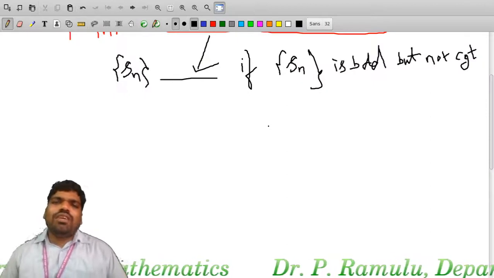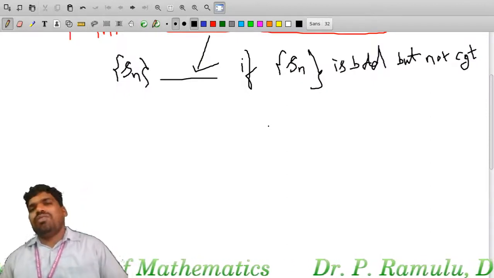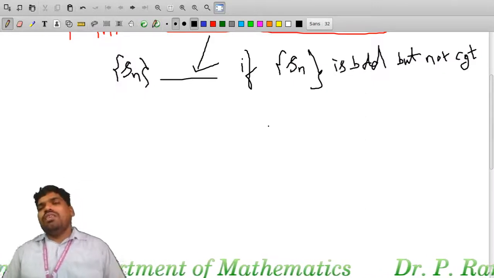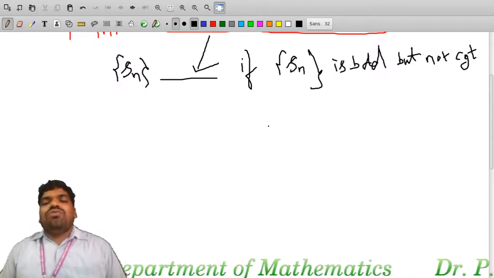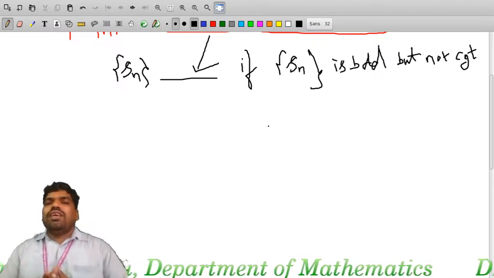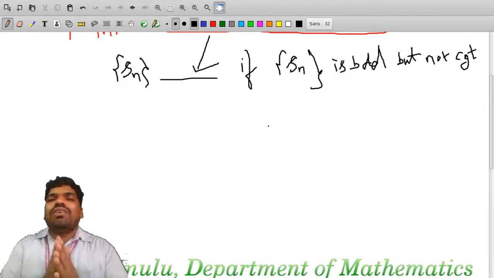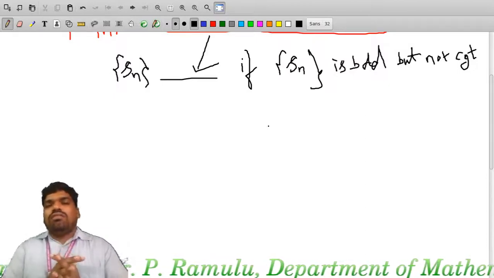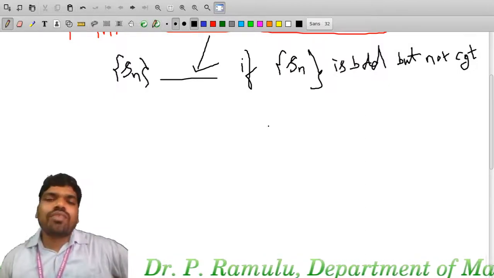What is bounded? Bounded is nothing but having an upper bound and a lower bound. Convergent is nothing but as n tends to infinity, Sn goes to one unique limit. Here the sequence is not convergent.